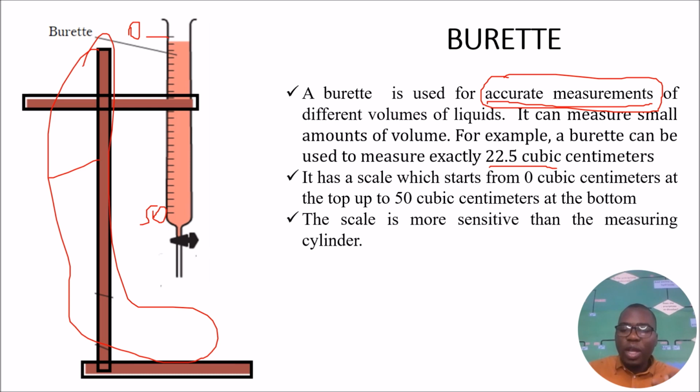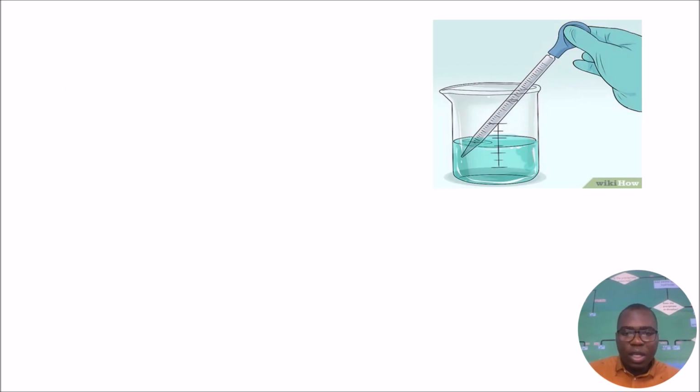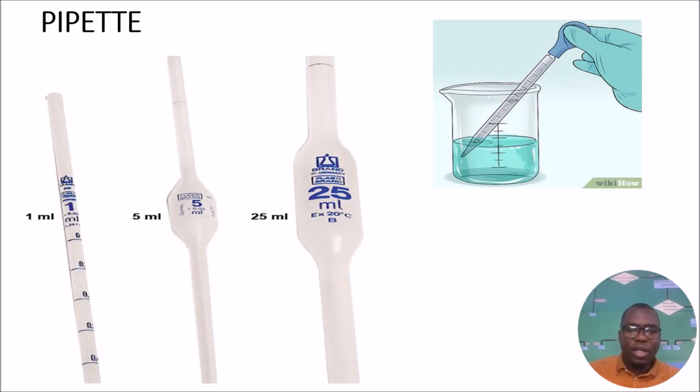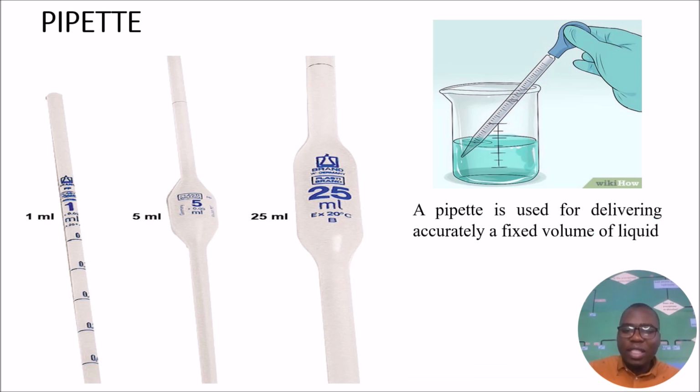So when you are carrying out an experiment, you need to choose an appropriate apparatus. So if you are looking for accuracy, you would rather get a burette and not a measuring cylinder. Let's look at a pipette. Okay, so this is a pipette. We also have different types of pipettes and different sizes of pipettes. Okay, so now we are saying a pipette is used for delivering accurately a fixed volume of a liquid.